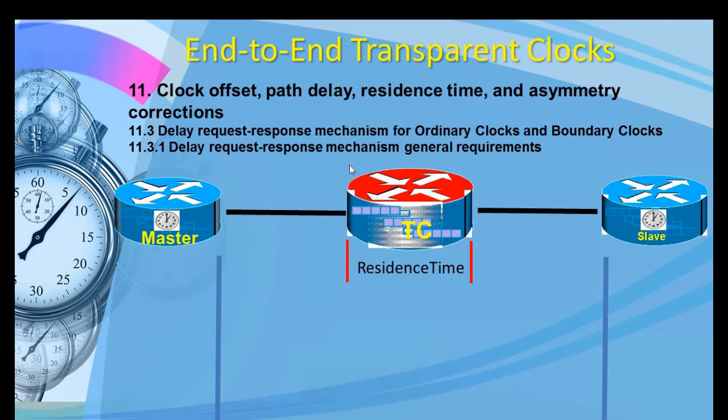So this is a message going through the transparent clock. The introduced delay is called residence time. There are the messages we mentioned before. Timestamp T1, the master sends out the sync message. T2, the slave side receives this message.